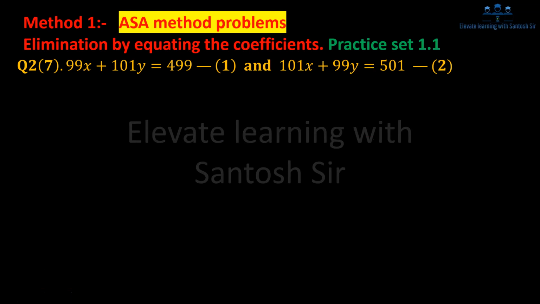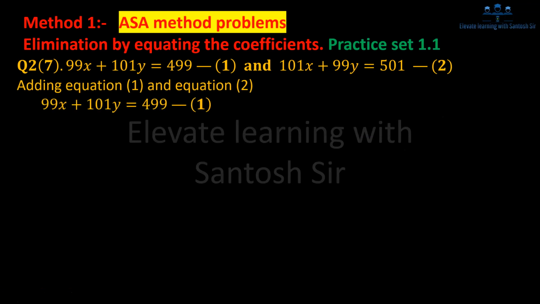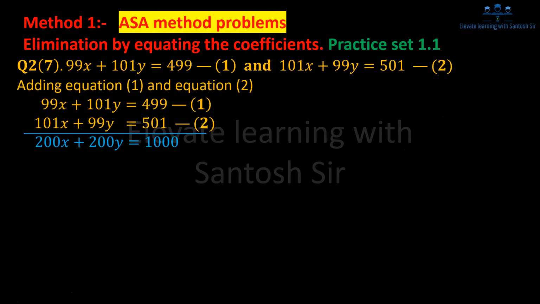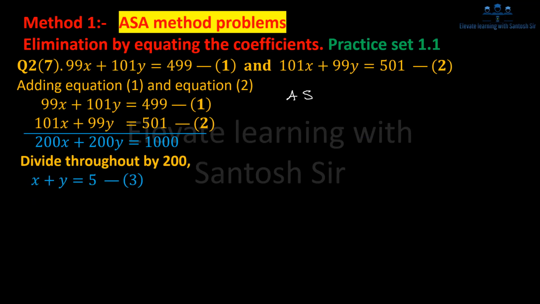A, that is add. So let us add equation 1 and equation 2. On adding, we will get 200x plus 200y is equal to 1000. If you observe the equation carefully, each number over here is divisible by 200. So we can divide throughout by 200 to get x plus y is equal to 5 as a simple equation. Now we go to the second step. After A, it is S. So now what we will do? We will subtract the equation 1 from 2.